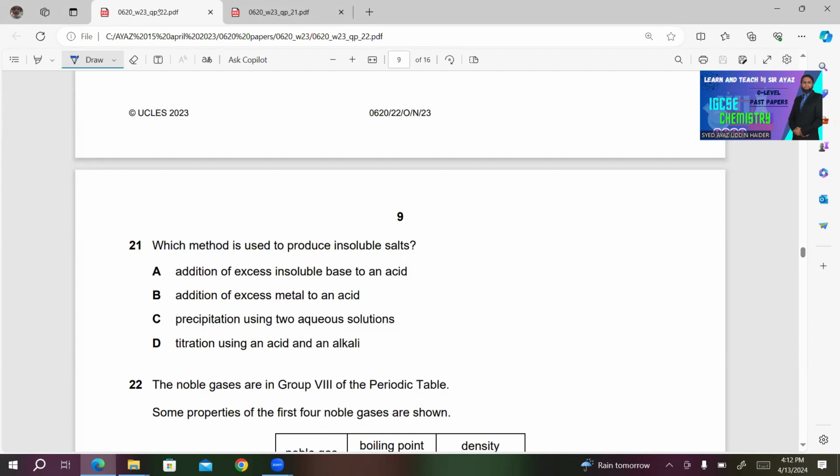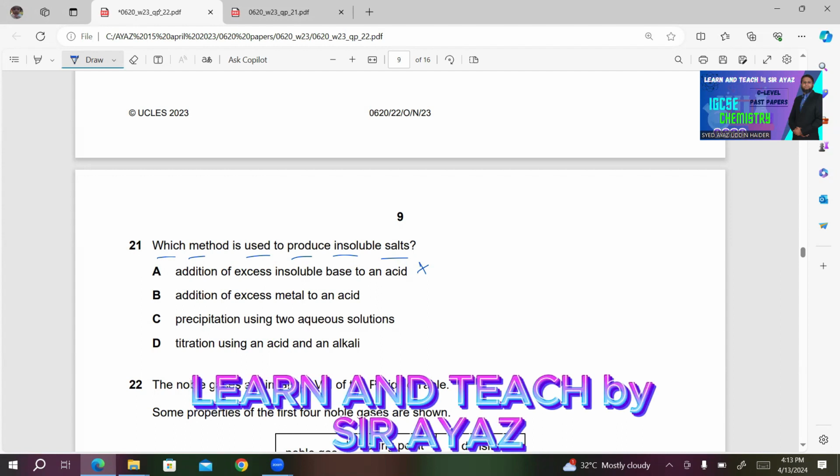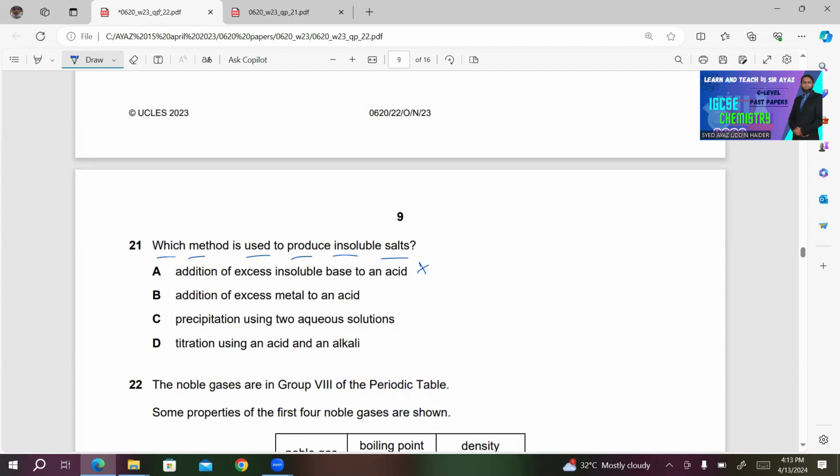Question number 21. Which method is used to produce insoluble salts? A, addition of excess insoluble base to an acid. So if you react excess of insoluble base to an acid, you will get the soluble salt. So this can't be the right choice. B, addition of excess metal to an acid. This looks correct to me. Sorry, this is also incorrect.